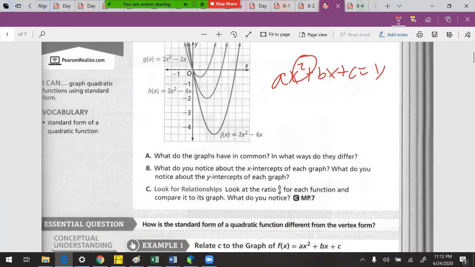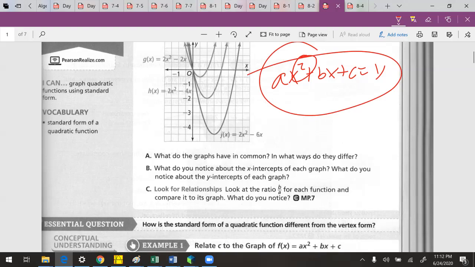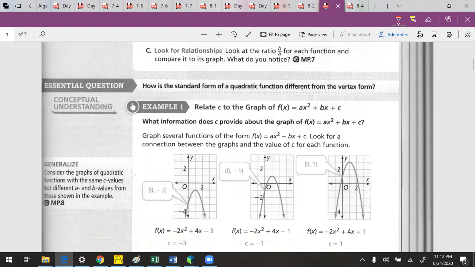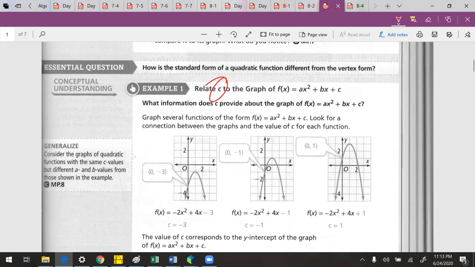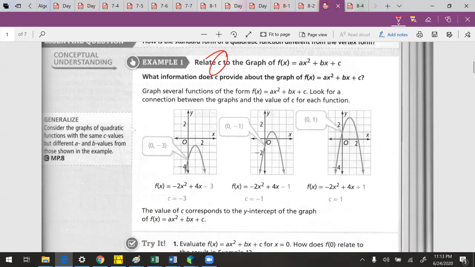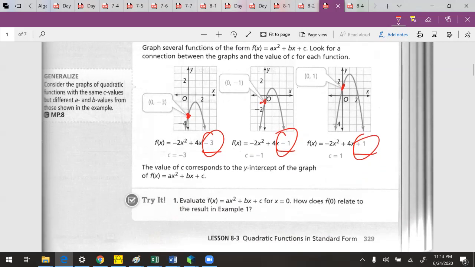We're going to skip this because I want to talk about how we can graph a quadratic function knowing two things, the y-intercept and the vertex, when it's in this format. It's not hard at all. The first thing we need to talk about is the value of c, and the value of c is the y-intercept. Whenever there's a number by itself without an x, that's where it's going to cross the y-axis. There's your y-intercept, there, and there, because of this, this, and this.